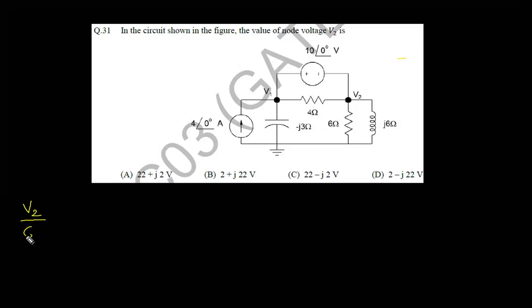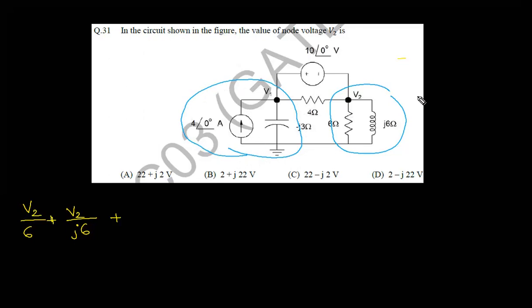V2 by 6 plus V2 by J6, right? Next, there is a voltage source connected across V2 and V1. So we cannot directly write the node equation in this case. We have to use a super node, right? By using the super node, I have the node equation up to this point, and we have to continue the node equation at this point for the super node, right?